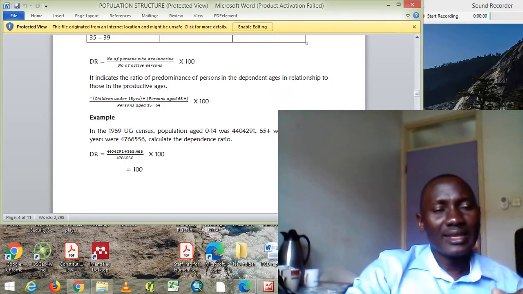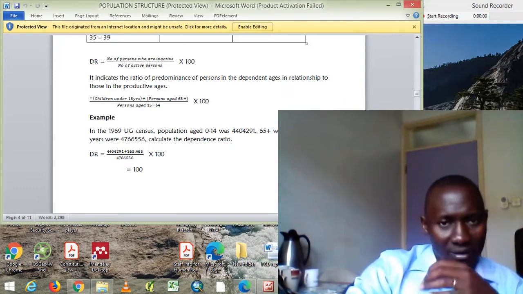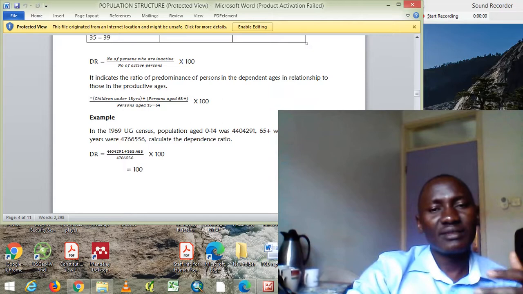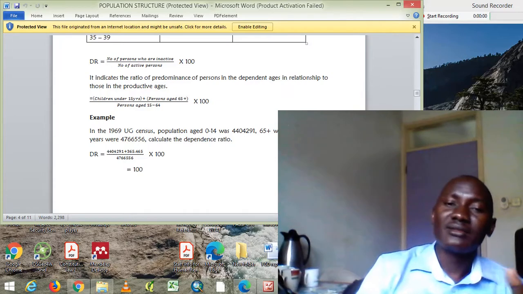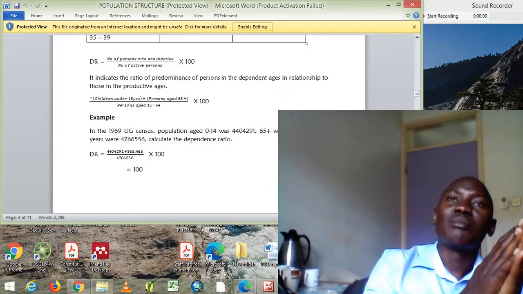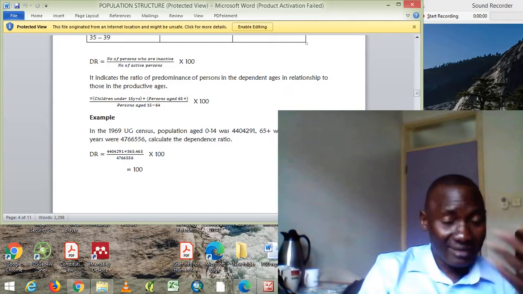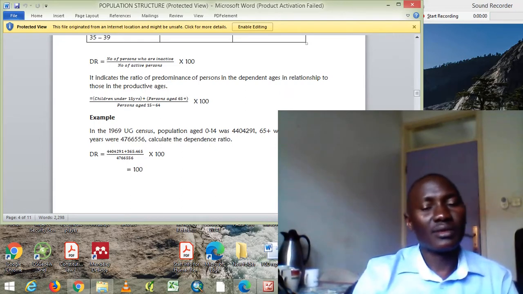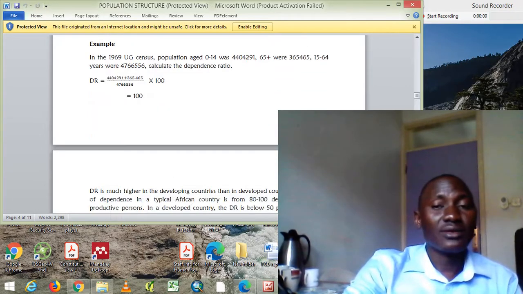Okay. In the 1996 census, for example, the population of Uganda aged between 0 to 14 was 4,404,291. But 65 and above was only 365,465. So you get the people who are 65 and above, and the ones who are less than 14, you add them up. And then over the number of economically active people, because those above 65 are also retired. That is if they have been in civil employment. But even if they are just farmers, they have become too weak to continue to support themselves. So they become part of the burden.